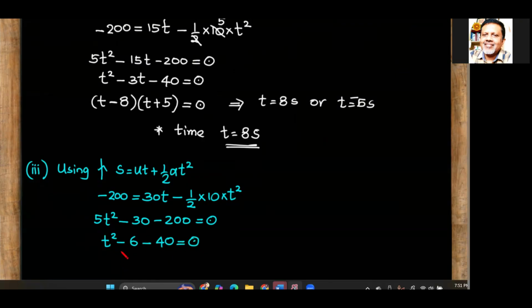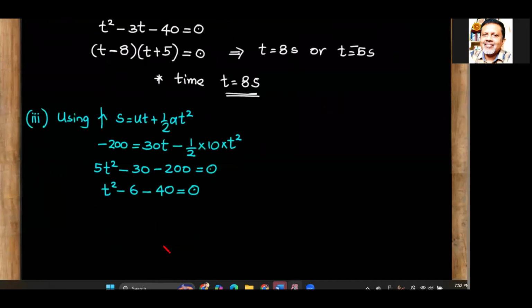So, is it possible to factorize again? 40 means 8 into 5. So, 5 will not give the value minus 6. What else? 4 into 10? Yes. 4 into 10 will give another factorization for this quadratic equation.